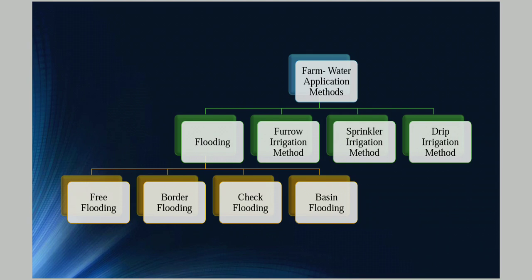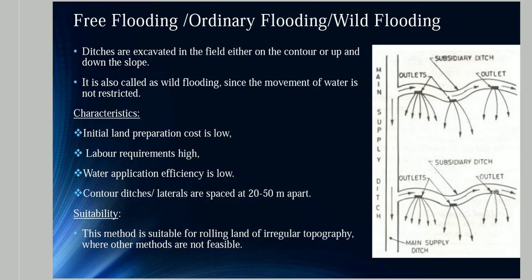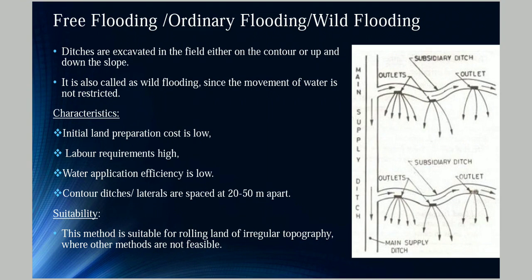The first one, the flooding irrigation method, can be further classified into four methods: free flooding, border flooding, check flooding and basin flooding. Free flooding is also called ordinary flooding or wild flooding, since we don't take any measure to control the flow of water in the land area. Here what we do is that we excavate a ditch in our field along the contour up or down the slope. We also provide subsidiary ditches and outlets so that water enters into a field and it floods the land area. The land area is completely submerged.